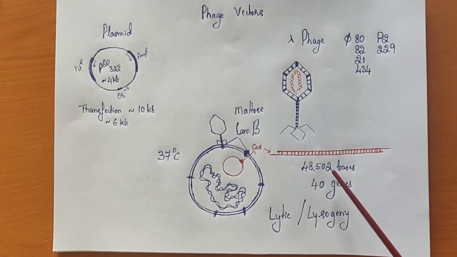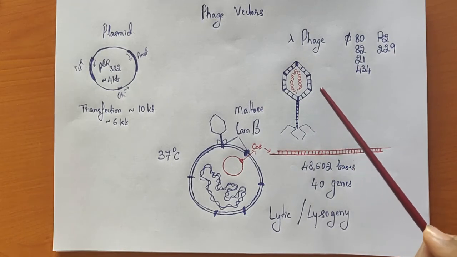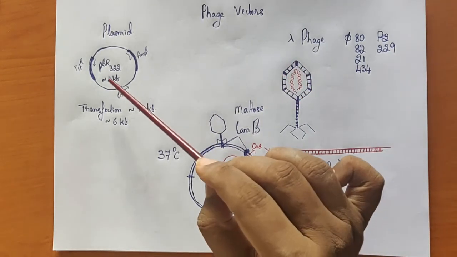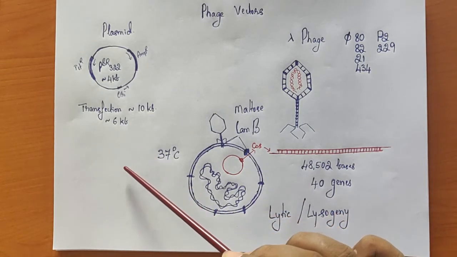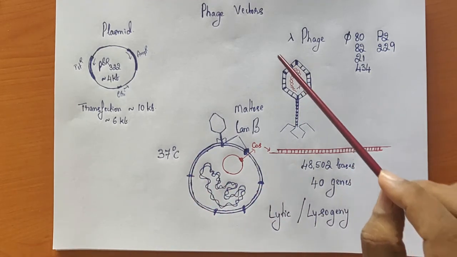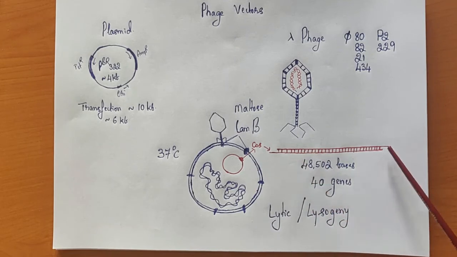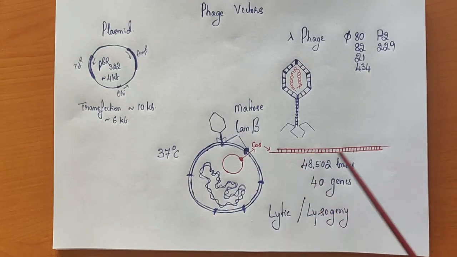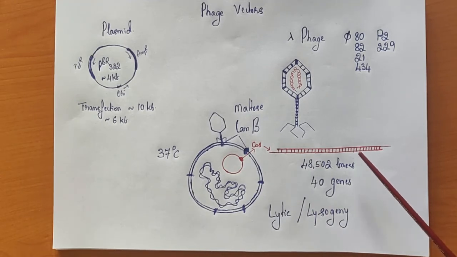It consists of 48,502 bases and has 40 genes within it. You already know that in the case of a plasmid, the smaller the plasmid size, the advantage is that we can insert longer DNA sequences. To begin with, the phage vector itself has a very huge DNA structure. You will be wondering how such a DNA vector is going to be useful to incorporate still larger DNA.